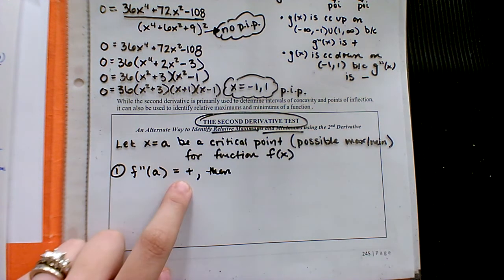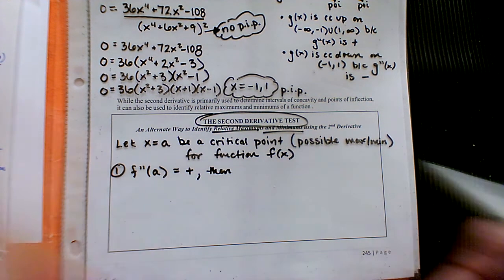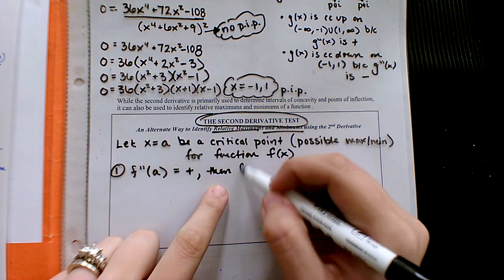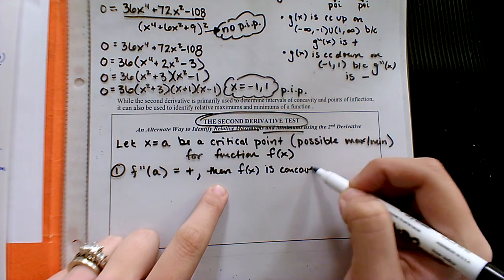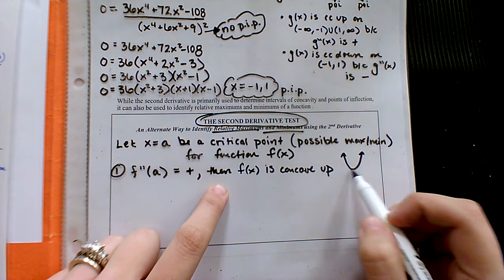If the second derivative is positive, what do we know about f of x? Yeah. Because if the second derivative is positive, that means it's concave up. Okay, if the second derivative is positive, then f of x is concave up. All right. Which means that there is a minimum because that's just the shape.